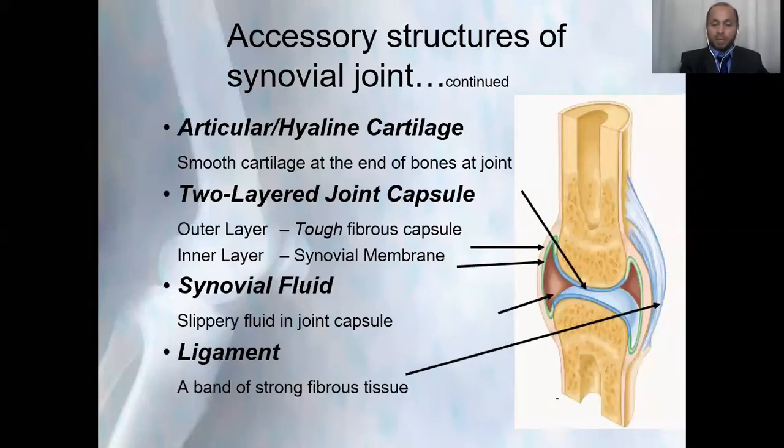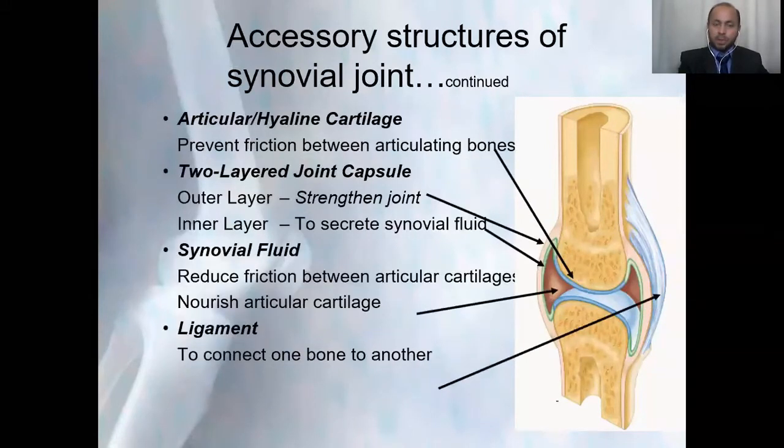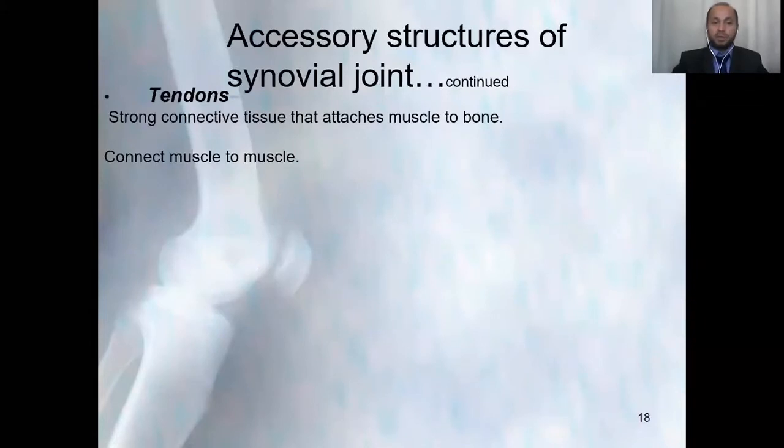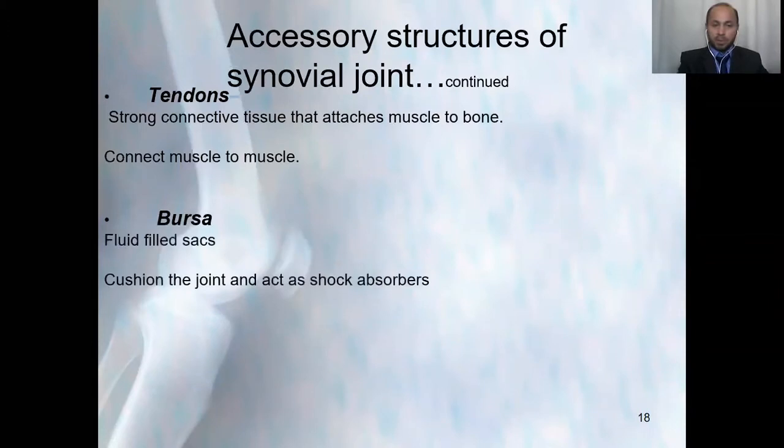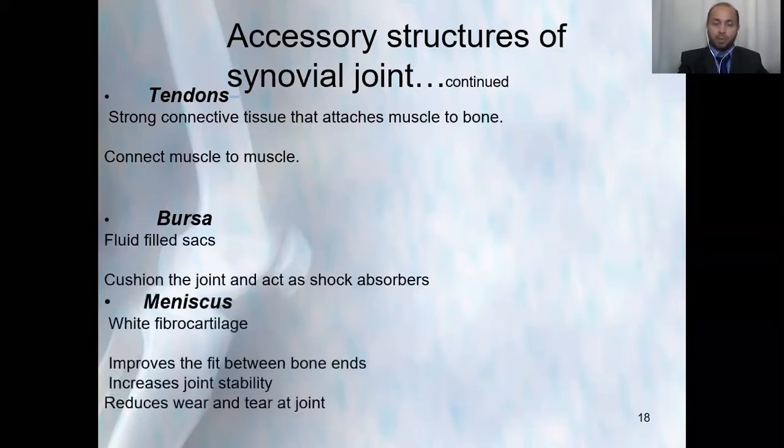The ligaments present around the joint provide strength to the joint. Now the tendon is an important structure which also helps in the strength of the joint, and muscles are attached with the help of the tendon around the joint. The bursa is a lubricating device which provides a cushion and has shock absorber properties.